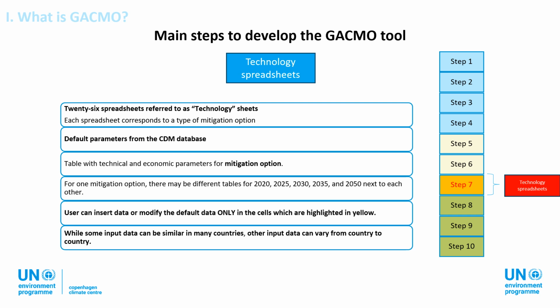There are 26 spreadsheets in the GACMO, referred to as technology spreadsheets. Each spreadsheet corresponds to a type of mitigation option. This technology spreadsheet includes default parameters from the CDM database. For one mitigation option, there may be different tables for 2020, 2025, 2030, 2035, and 2050. The user can insert data or modify default parameters only in the cells which are highlighted in yellow.